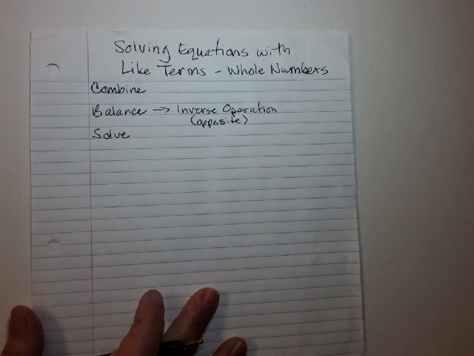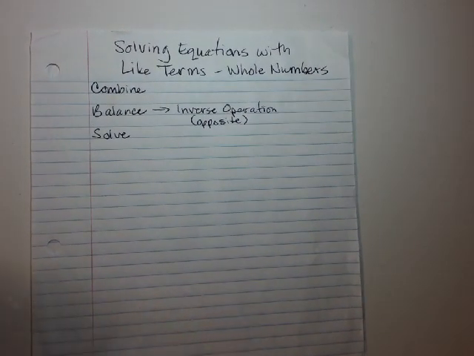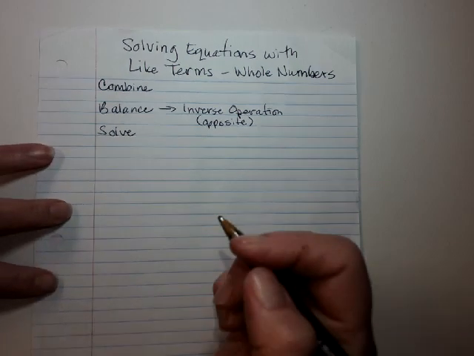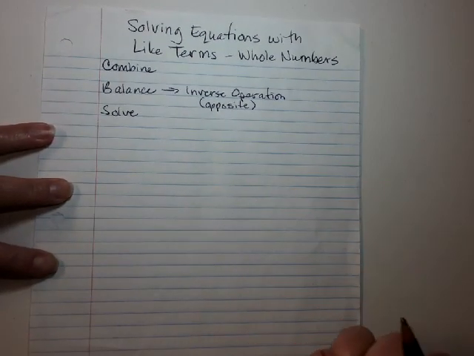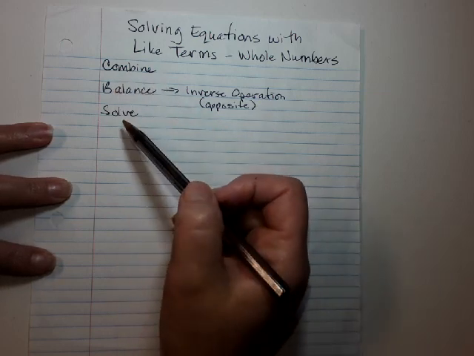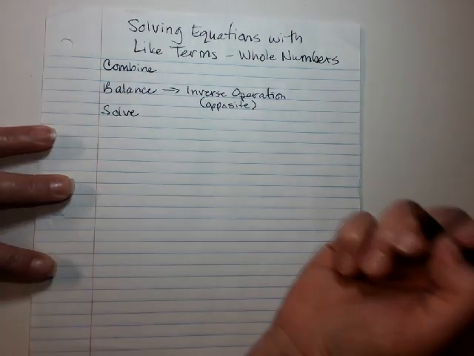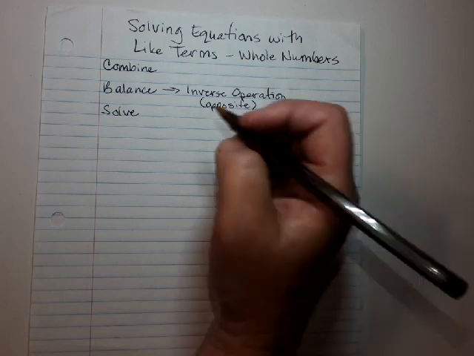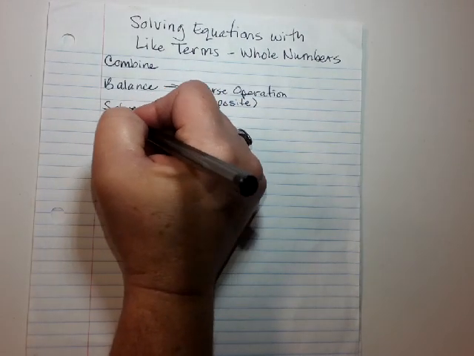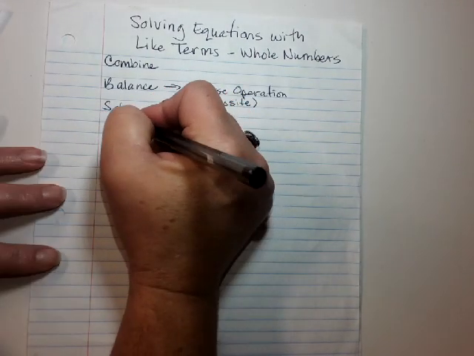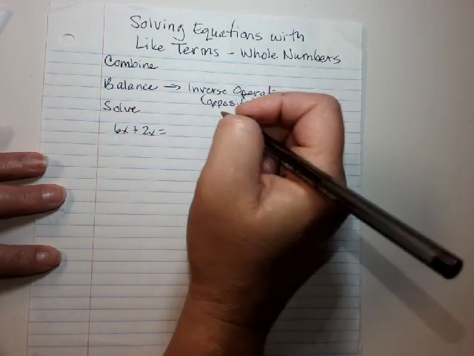In this video, we're going to work out some equations, and these equations have like terms and whole numbers. We're going to look and see what that actually means. On here, we have our notes that we're going to use: CBS, or combine, balance, and solve. So let's start with the equation 6x plus 2x equals 32.